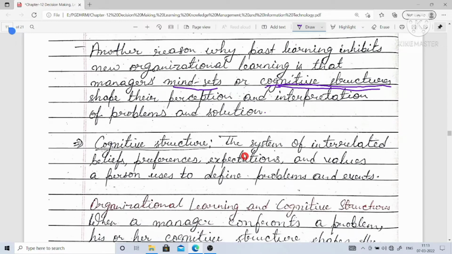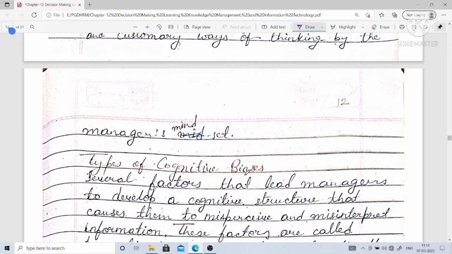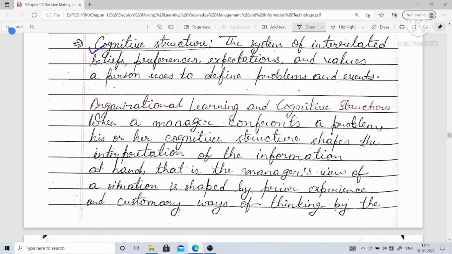So what is a cognitive structure? It is the system of interrelated beliefs, preferences, expectations and values a person uses to define problems and events. So that is cognitive structure. How are organizational learning and cognitive structure related to each other? When a manager confronts a problem, his or her cognitive structure shapes the interpretation of information at hand. That is, the manager's view of the situation is shaped by prior experiences and customary ways of thinking, by the manager's mindset.